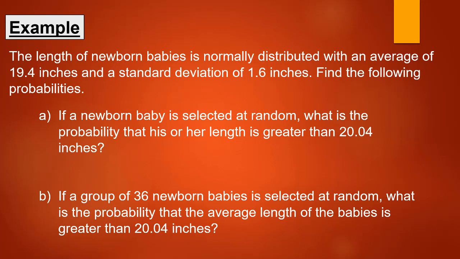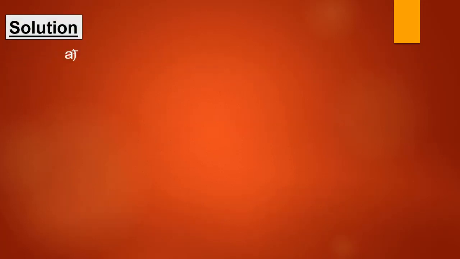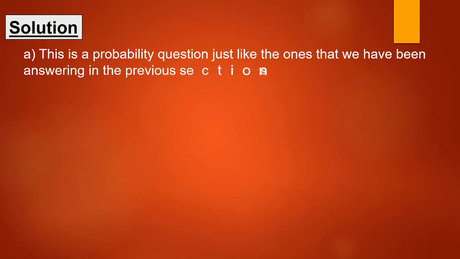Part A is going to be a straightforward probability question like the ones we've been doing in previous sections. Part B, though, is going to have to use the central limit theorem, because now we're talking about probability for a group. Whenever you're talking about probability for a group, that's when you're looking at the central limit theorem. Okay, so let's start with part A. This is just like the ones we've done before.